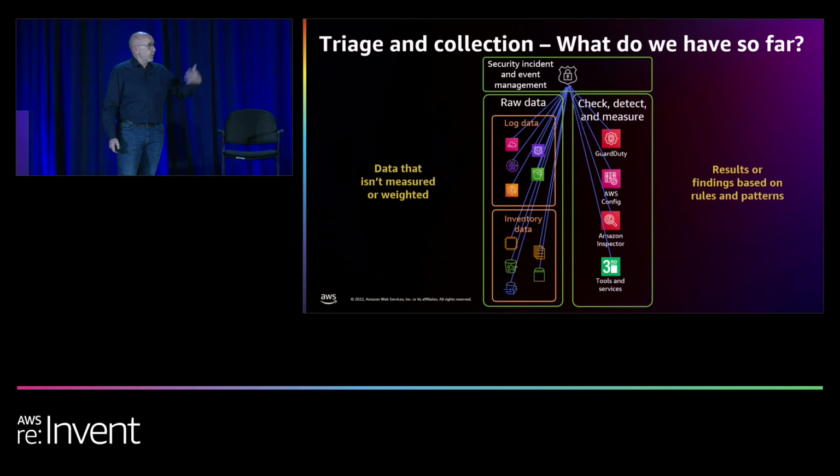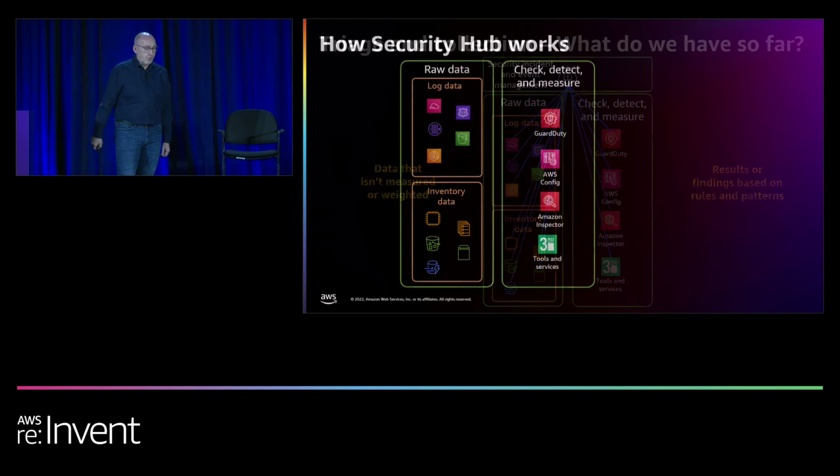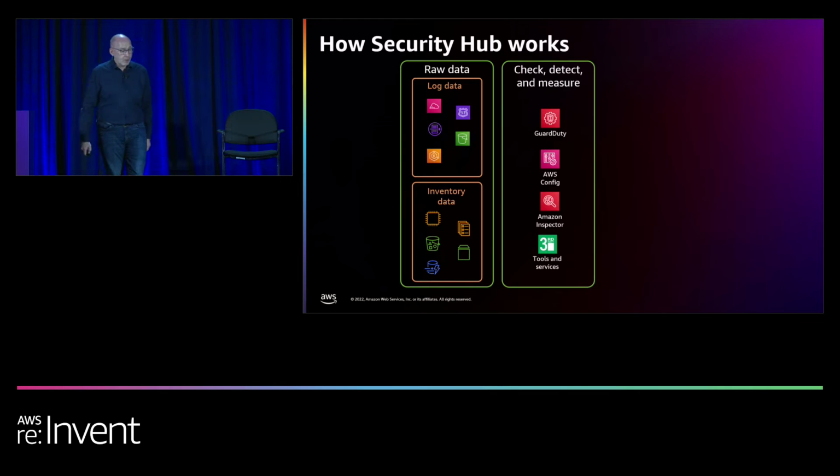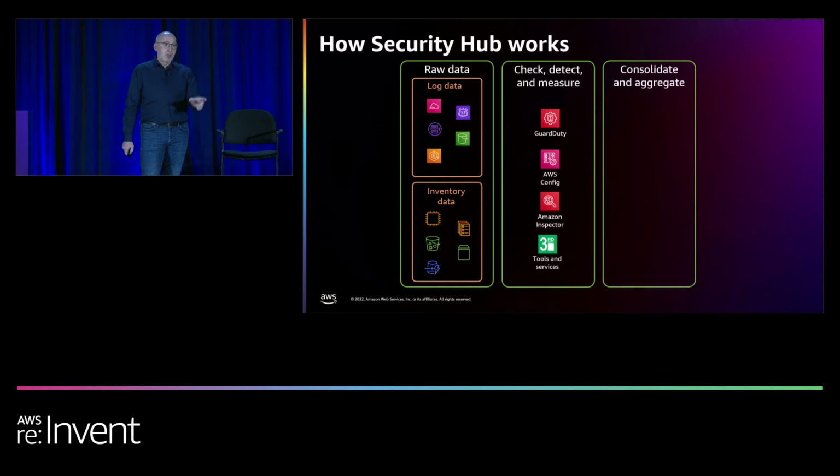So what we want to take a look at is an alternative or an additional approach, and we want to do that by introducing what Security Hub can do for that purpose. So let's take a quick look at what Security Hub is and how it works. We already have these 2 pillars, check, detect, and measure. We will see in a minute there is some functionality of Security Hub which falls into that pillar as well. But for the sake of easiness, we have another pillar called consolidate and aggregate.